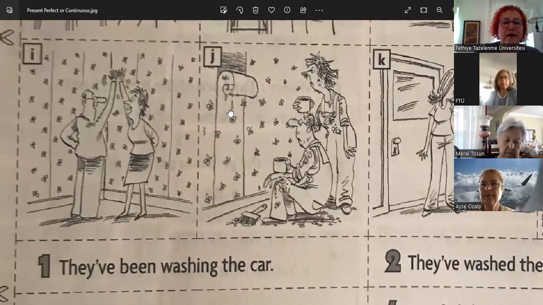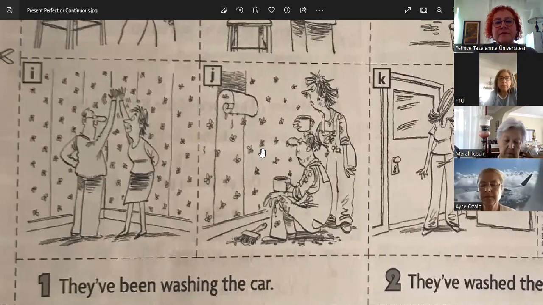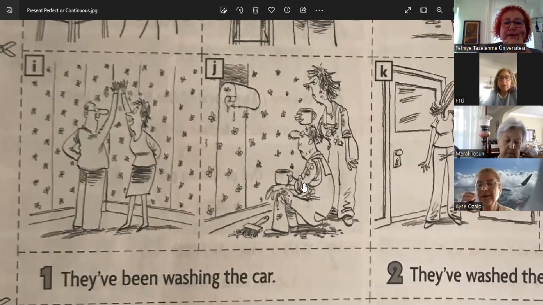So, what are they doing? Are they decorating their room? Yes. They are decorating. Okay. So, which one is present perfect continuous? Picture I, picture J, no. I think J. Okay. Sorry. Present perfect continuous, I said. Present perfect continuous, J. Okay. J, and I is present perfect simple.